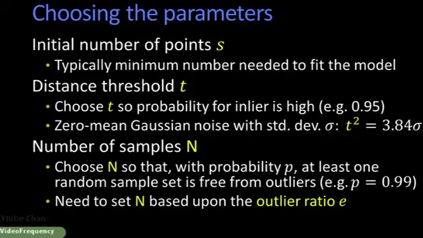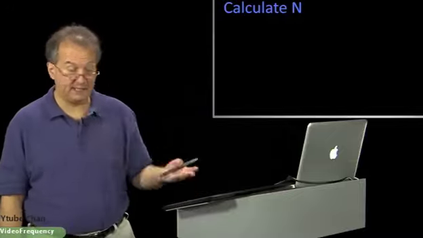So the question is, for a given percentage of bad points, for a given outlier ratio E, so E is 20%, which means that 20% of your points are bad, for a given ratio, how many samples do we have to check? So what we're going to do is calculate n. And it's actually really easy. You just step right through it.